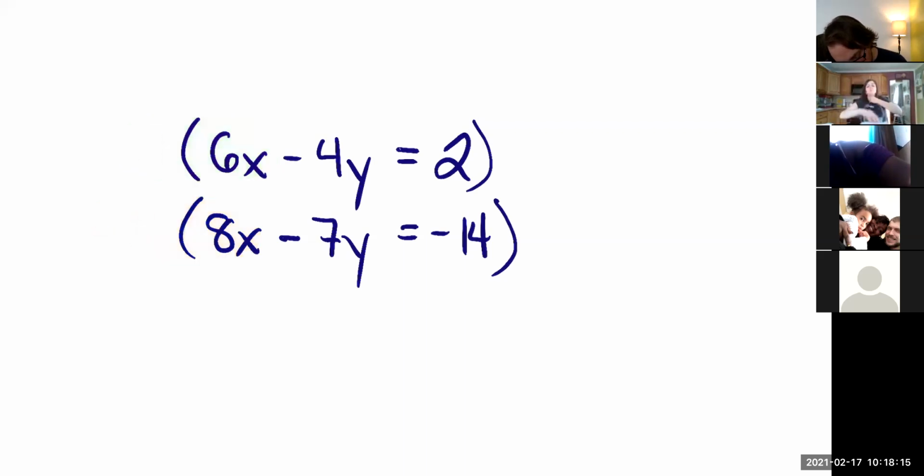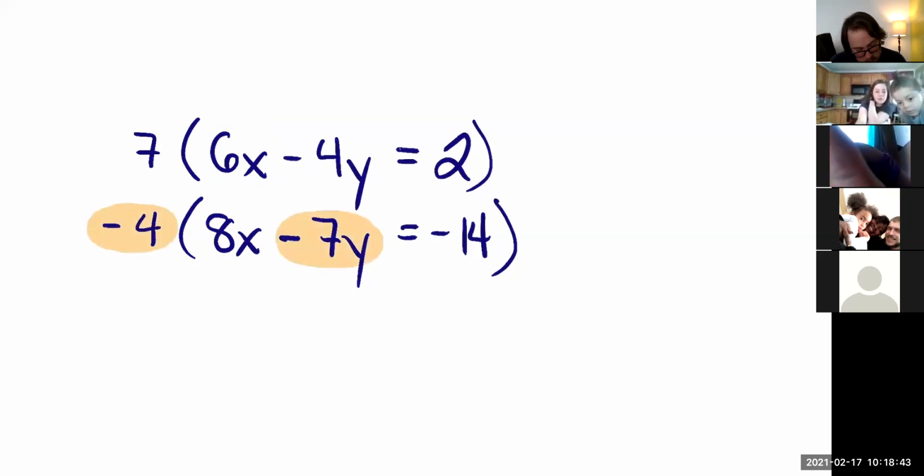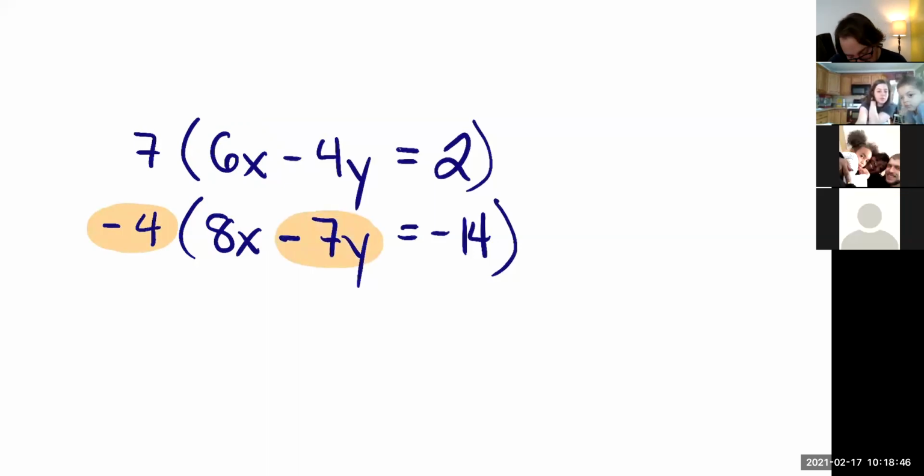Alternately, maybe I don't see that with the x's, or I say, oof, 48's too big. Okay. Well, then I look at the -4 and the -7 on the y's. Well, if I multiply the -4 by 7 and the -7 by 4, well, one of them is going to need a sign change because they're both negative. But then -4 times -7y will give me a positive 28. 7 times -4y is going to give me a negative 28. I'll still get opposite coefficients.